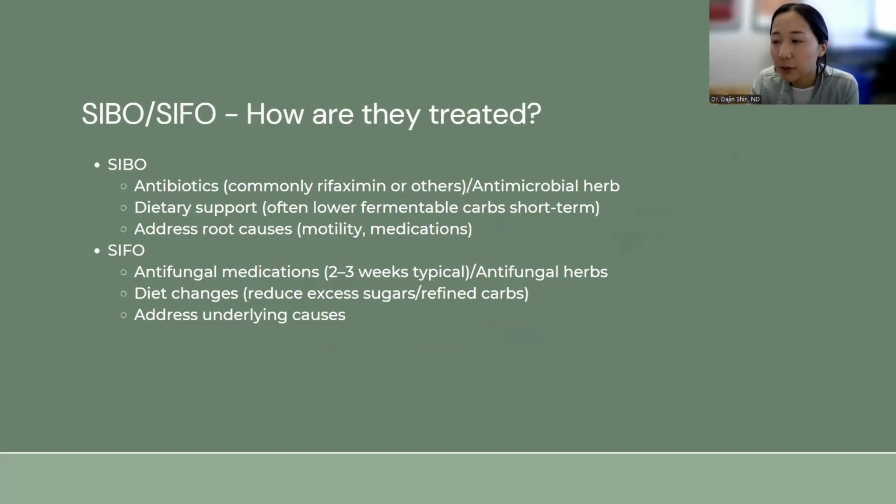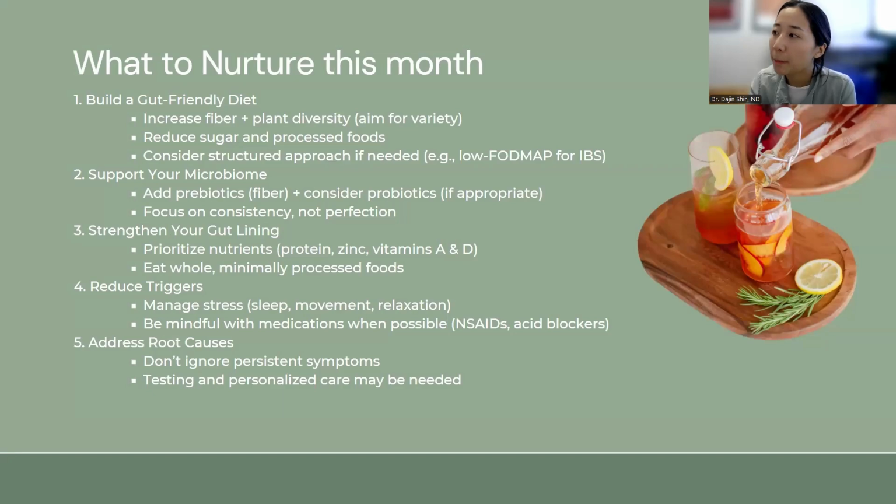And so usually for SIBO, we typically use antibiotics or antimicrobial herbs, along with short-term dietary strategies like reducing fermentable carbohydrates. And just as important is addressing the root cause, so improving gut motility or adjusting medication. And for SIFO, the treatment involves antifungal medication, usually for a few weeks, along with reducing excess sugars and refined carbs in the diet, because candida feeds off of sugar and refined carbs. And again, we really need to address the underlying factors to prevent any recurrence.